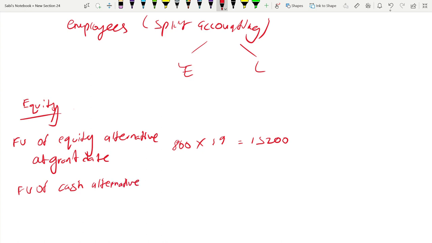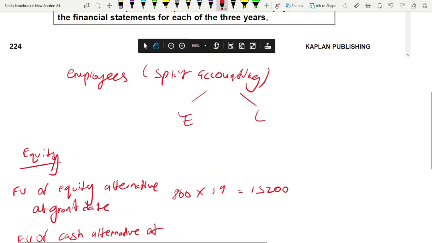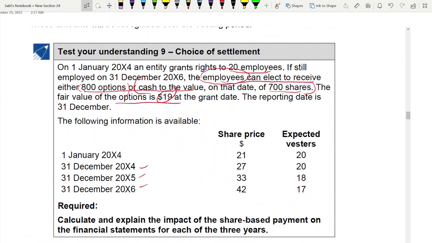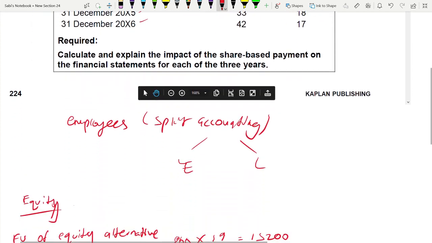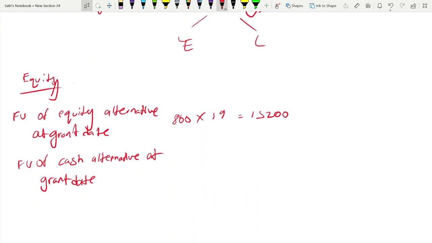Now, fair value of cash alternative at the grant date, right? Please understand this statement: able to receive 800 options or cash to the value on that date of 700 shares. So on that date, 700 shares, what is the price? 21. Share price is 21. So 700 into 21. You will receive this much of cash, which is 14,700.